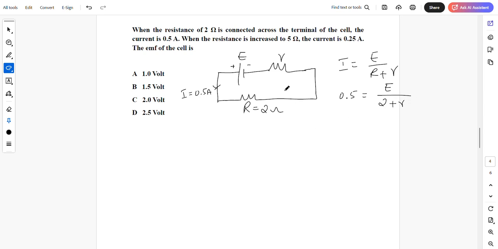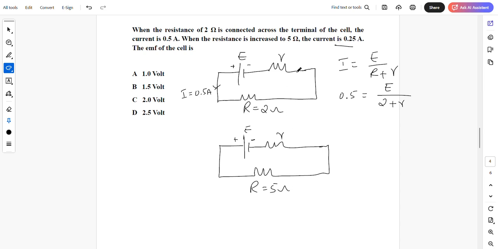Now, when the resistance is increased to 5 ohm, this 5 ohm resistance, keeping the rest the same. R is increased to how much? 5 ohm. What happens to the current? It was 0.5. Now the current is getting reduced to 0.25 amperes.